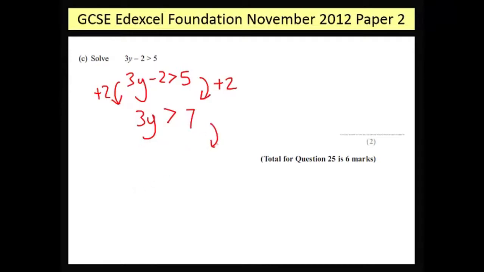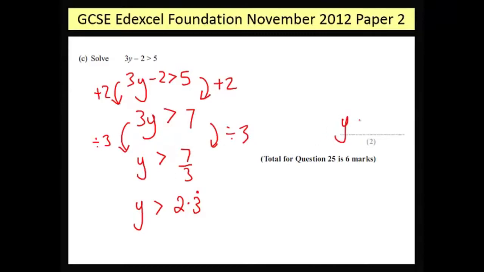Then we divide both sides by 3, so divide by 3 on both sides. 3y divided by 3 is y, and then 7 divided by 3 we can simply write as 7 over 3. This is okay as a solution. You could turn this to a decimal, which would be y is greater than 2.3 recurring, but I'd advise not doing so just in case you forget to put the recurring sign. This is okay as an answer. So the answer is y is greater than 7 over 3.